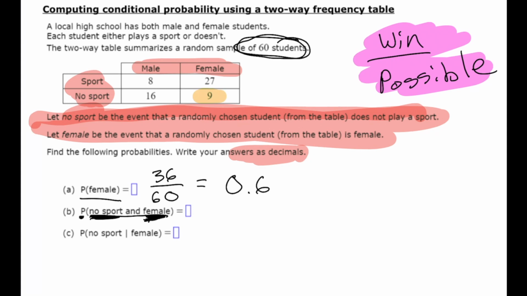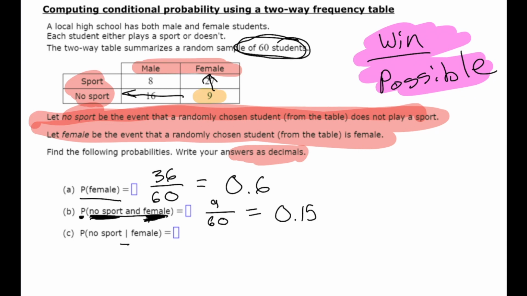9 people don't play a sport. You can see that they don't play a sport because they're in that column, and they're a female. So now we have 9 people. That would be a win if we were to randomly select them. Over how many people are possible? Well, there's 60 people possible. 9 divided by 60 is equal to 0.15. And we are done with that one.